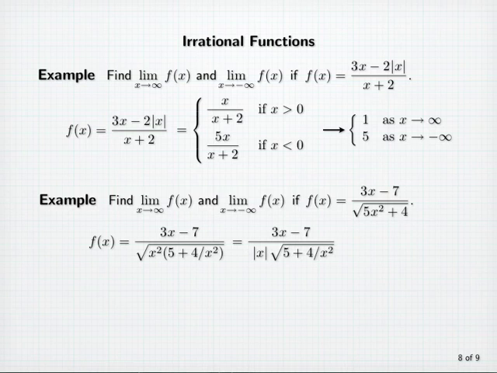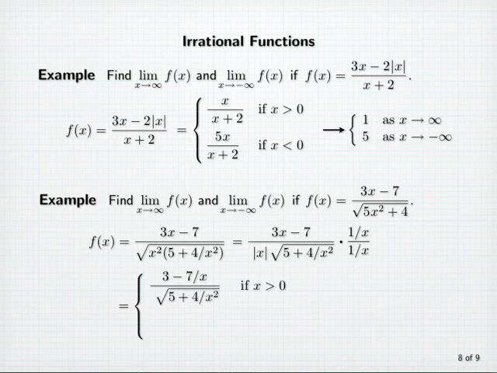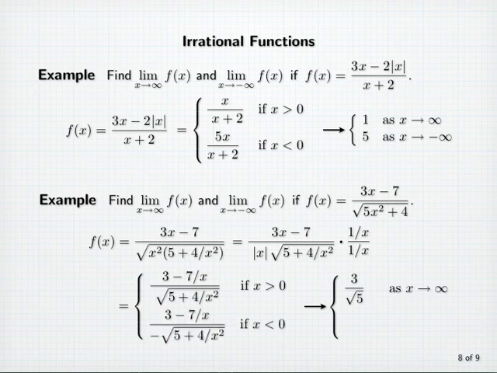Now let's multiply the numerator and denominator of this fraction by 1 over x. For positive x, the absolute value of x times 1 over x will equal 1, and so for positive x, the function becomes 3 minus 7 over x divided by the square root of 5 plus 4 over x squared. Now, as x goes to positive infinity, 7 divided by x and 4 divided by x squared each approach 0, and so the limit of our function as x goes to positive infinity is equal to 3 over the square root of 5. For negative x, the absolute value of x times 1 over x is equal to negative 1.